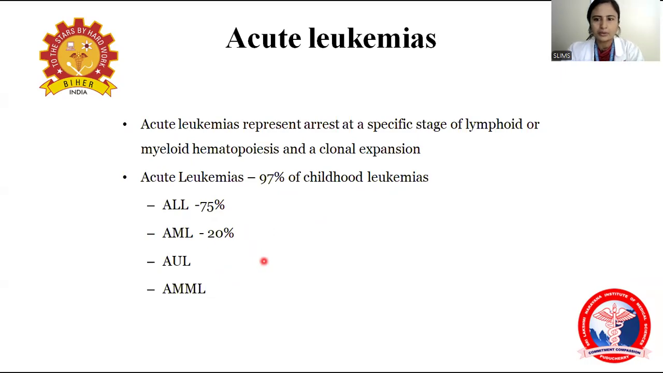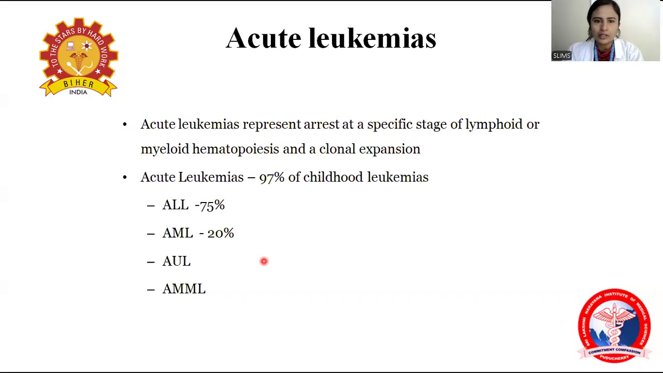So coming to acute leukemia. Acute leukemia is more common in the childhood period. In childhood acute leukemia, the most common is acute lymphoblastic leukemia, which has 75% of incidence, followed by acute myeloid leukemia, which has 20%, followed by undifferentiated leukemia and acute myelomonocytic leukemia.